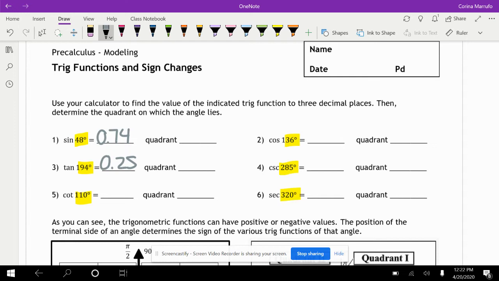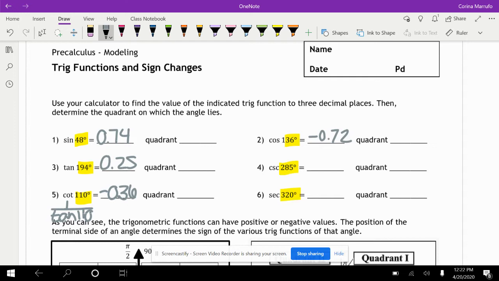And then we have cotangent. The way you put cotangent in your calculator would be 1 over tangent of 110. That's the way you put cotangent in your calculator, because it's the reciprocal of tangent. I hit enter. That one gives me a negative 0.36. All right, the next one is going to be cosine of 136, and that gives me negative 0.72.